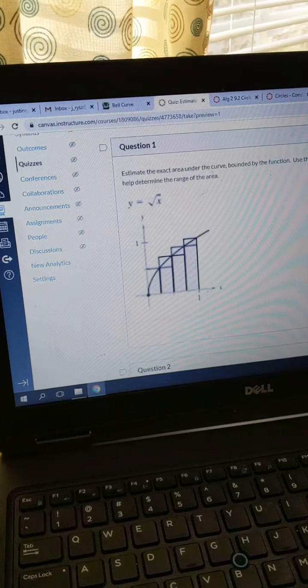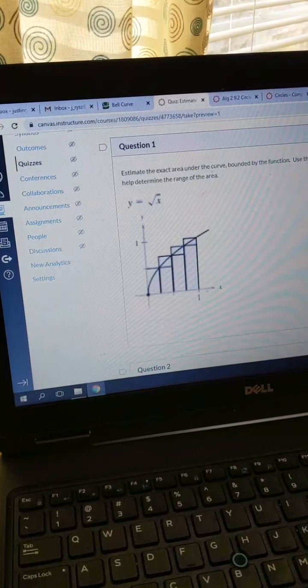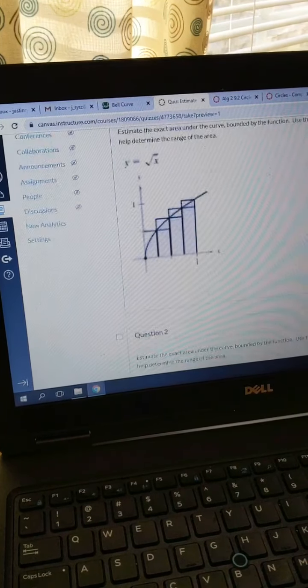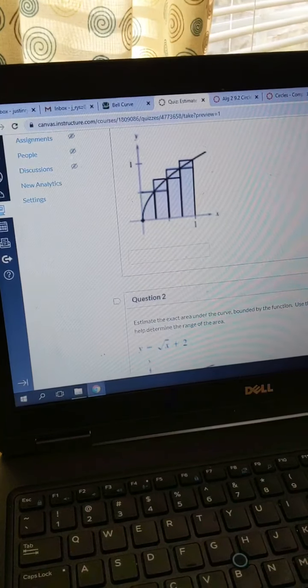And that's all we're doing. We're just trying to estimate. Now, in the next section we will actually learn how to find the exact area, but we're just estimating.